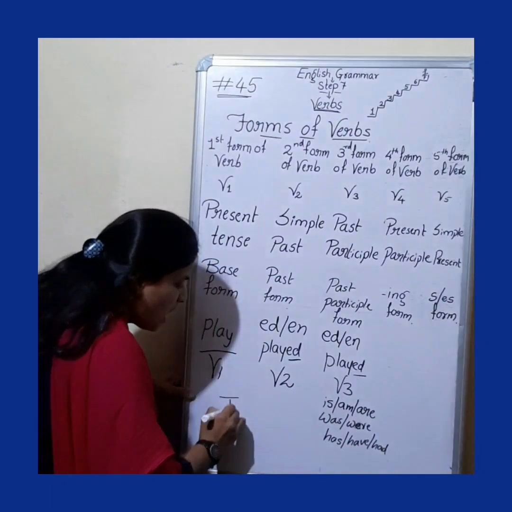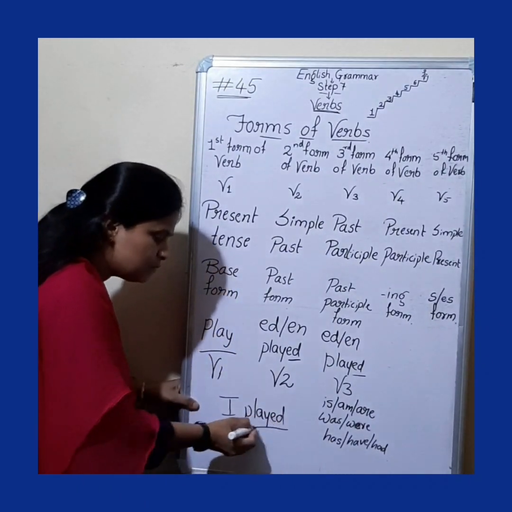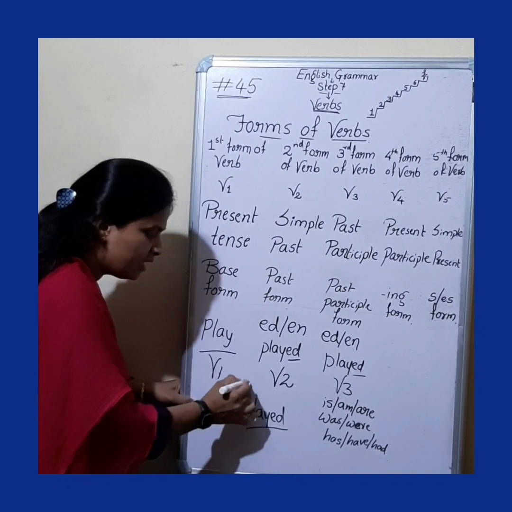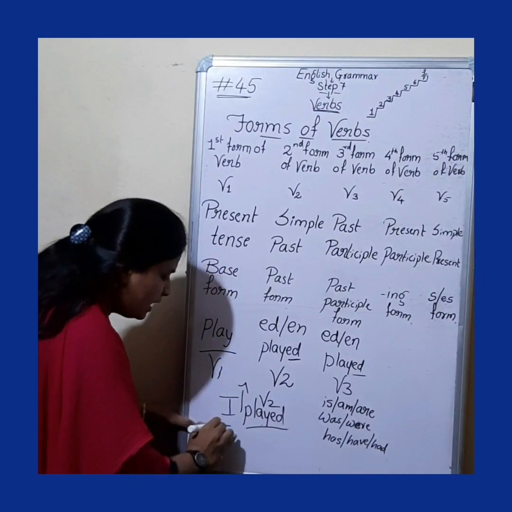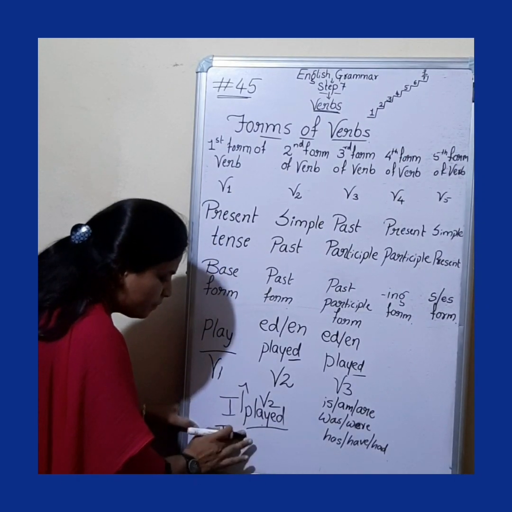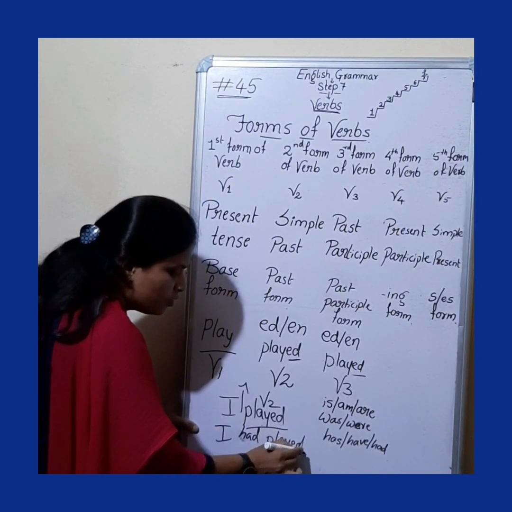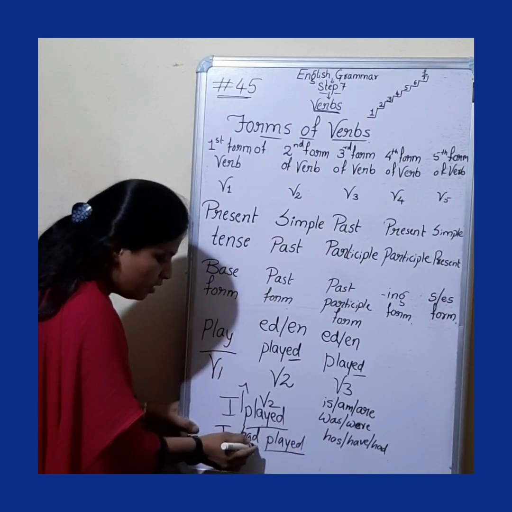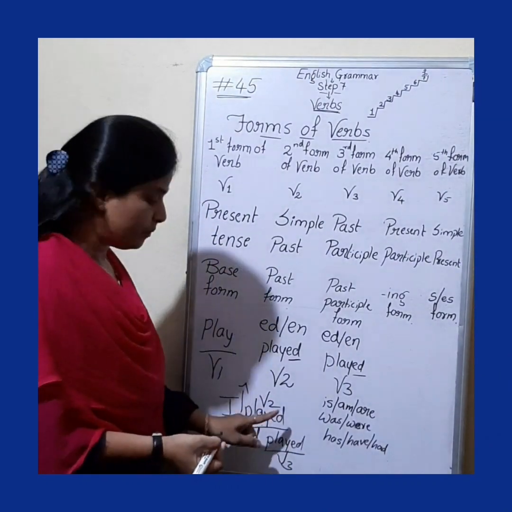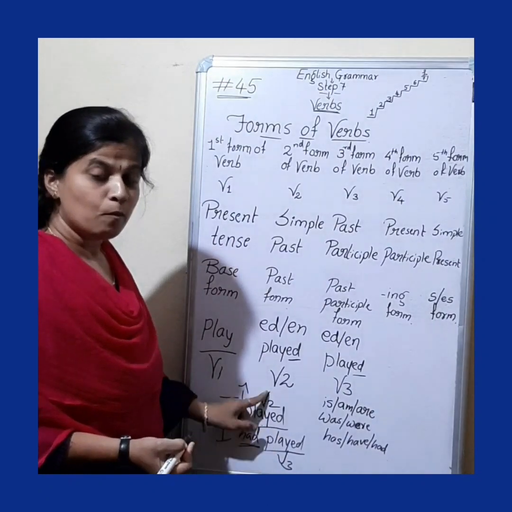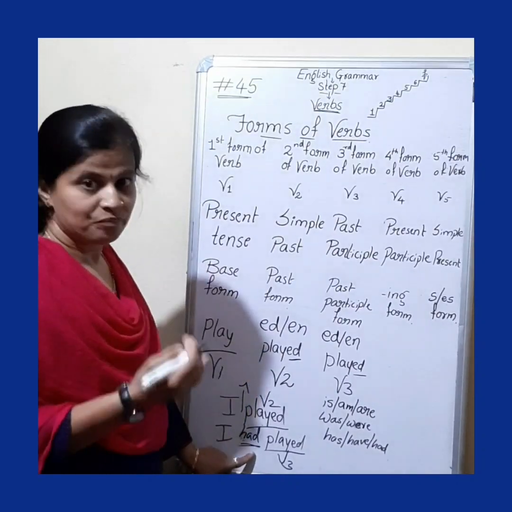For example, I played. Okay, I played. Here behind this main verb, you check out, is there any helping verb over here? No. So this is V2 form. Now again I'll just say, I had played. So you can just check out, behind this played, helping verb is there, right? So this is V3 form. Clear? The word remains the same, but form changes if there is a helping verb behind that main verb.